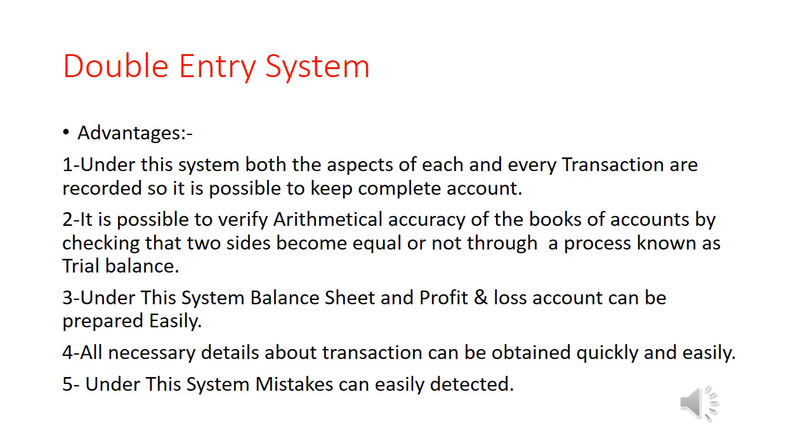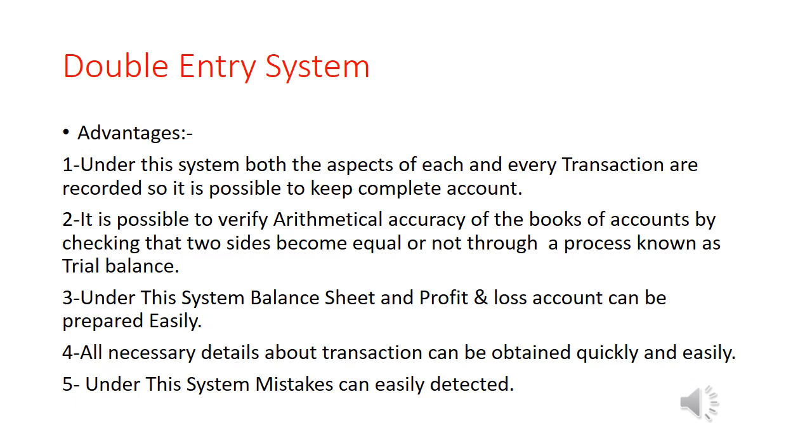Under this system, profit and loss account can be prepared easily by taking together all elements related to increase in income or revenue and expenses or losses, and therefore the result of the business can be ascertained. A balance sheet can be prepared by taking together all the accounting related items, and thereby the financial position of the business can be ascertained.